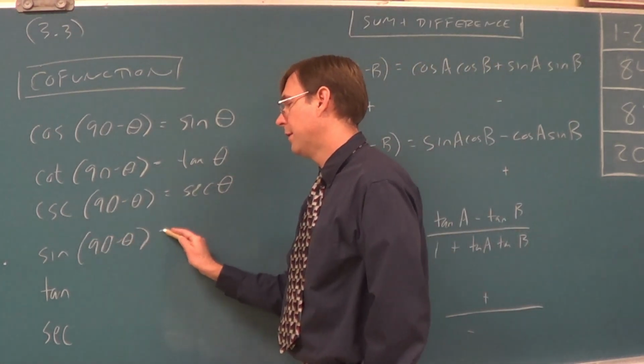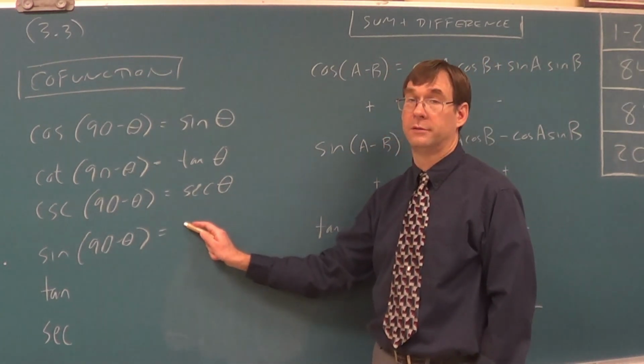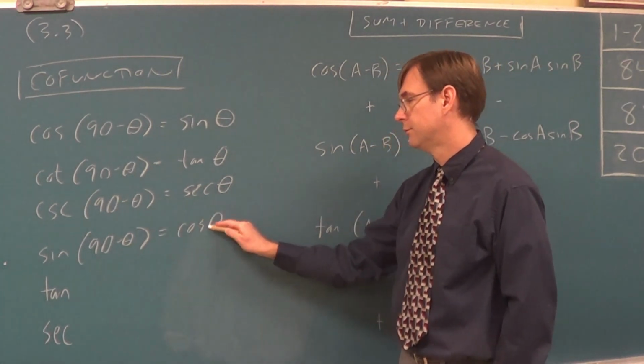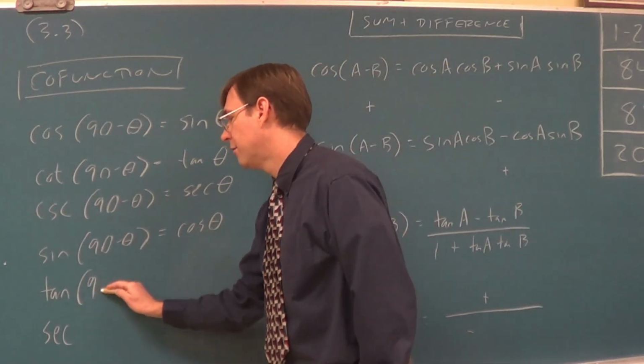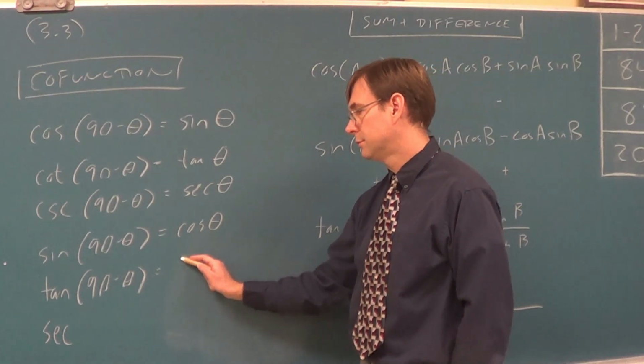And then mirror it. Who would sine also friend up with in reverse? Cosine. Who would tan friend up with in reverse? Cotangent.